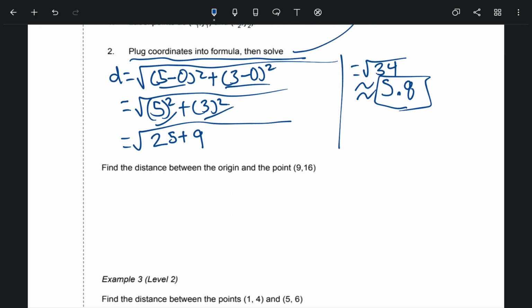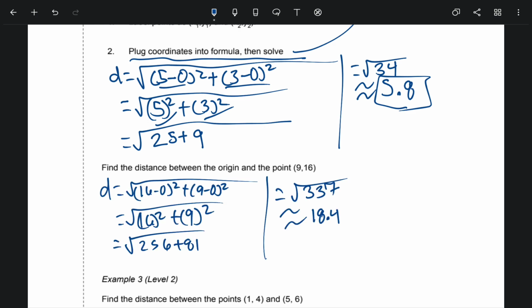Go ahead, give this next one a try. And I'm going to give you the answer in 3, 2, 1. Okay. So our final answer is about 18.4.